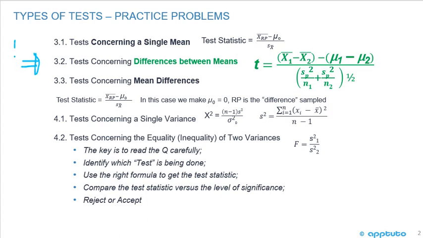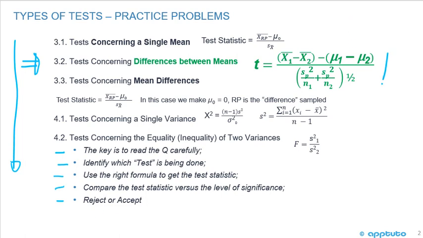So as I said, for the next few LOS, we're always going to show the different test statistics because, again, the key is to read each question very carefully, identify which test is being done, use the right formula to get the test statistic, compare the test statistic versus the level of significance, and then reject or accept.